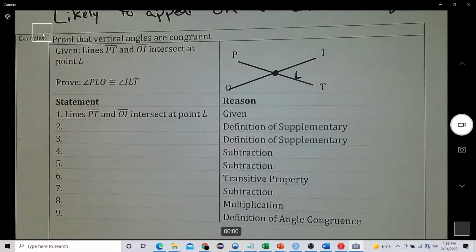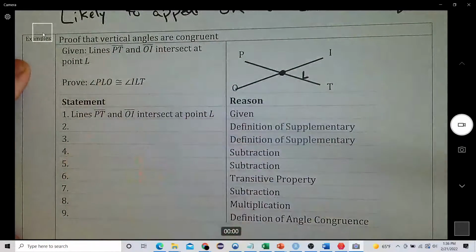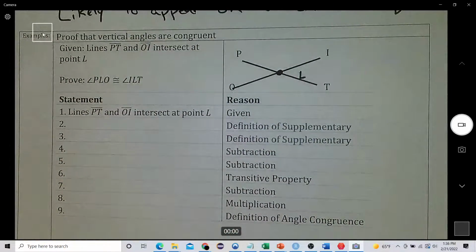What do you want to have written down? I want you right now to just have these first two boxes written, and then I'm going to start talking about it. We can follow along as we write.